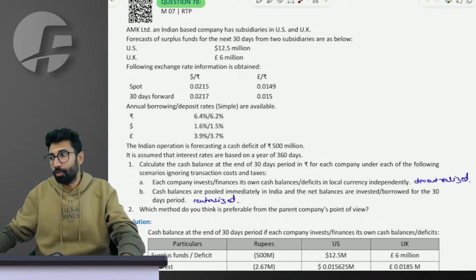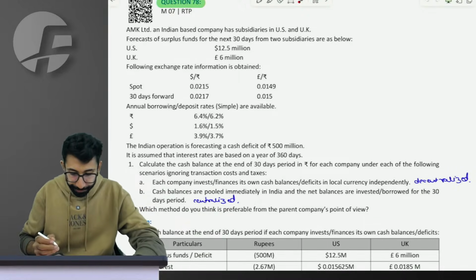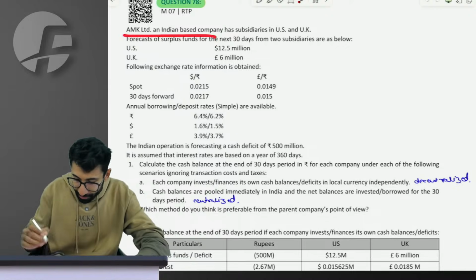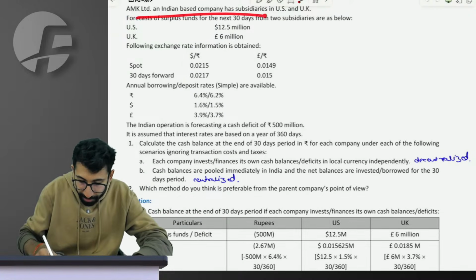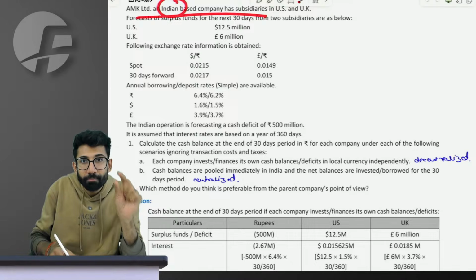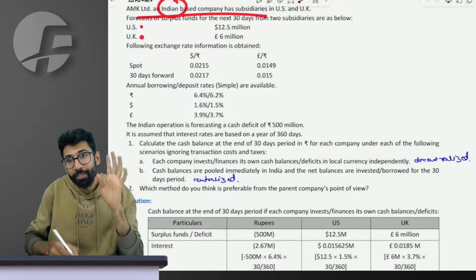Yes, so come on, people in the class. What does it say? Extremely easy. It says AMK, an Indian based company. So ultimately you have to realize that since the parent company is in rupee, all these things in case of centralized will be converted to rupee.